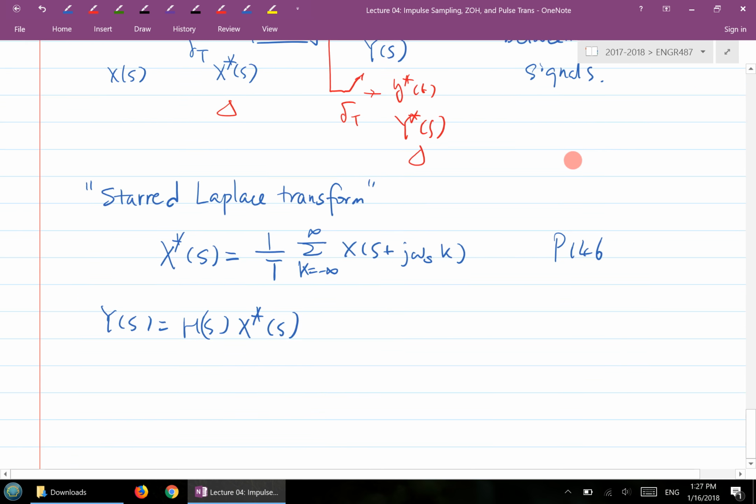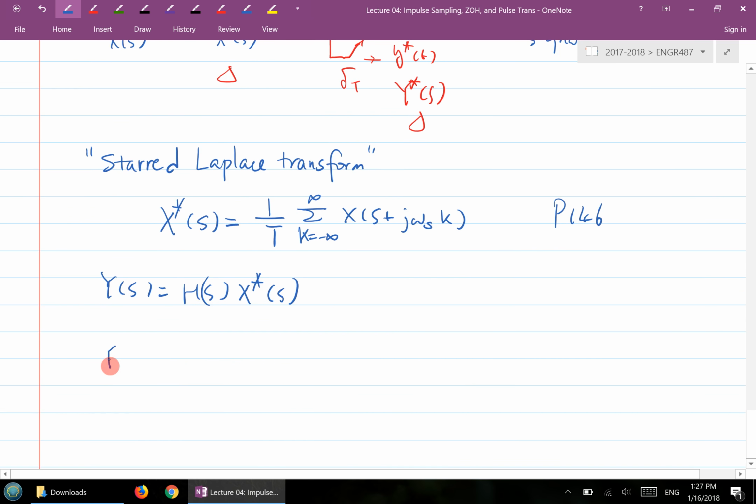So the idea is I want to obtain what is the y star of s, right? Y star of s here. So this is actually a more generic operation now. So if I try to get from here to here, what do we do? It's like you do this.